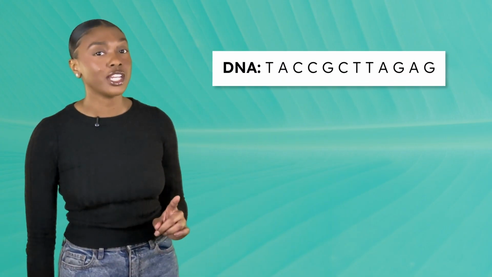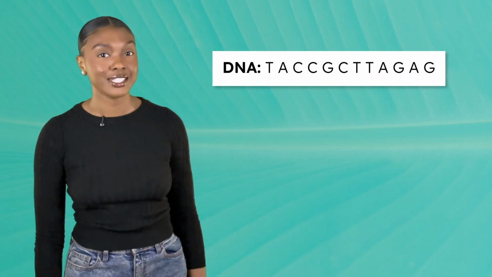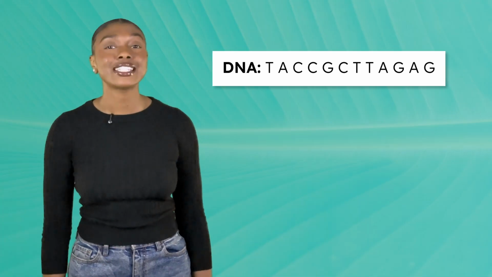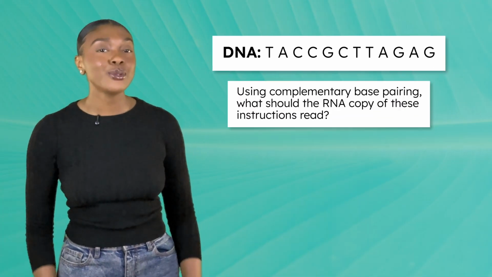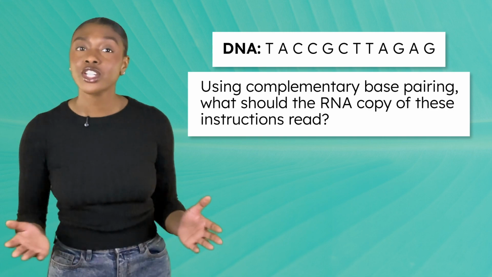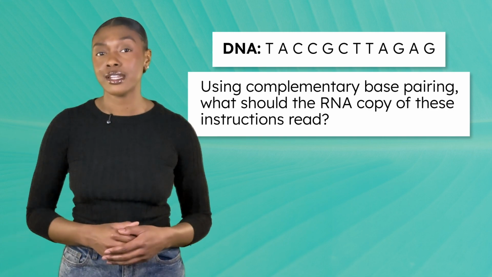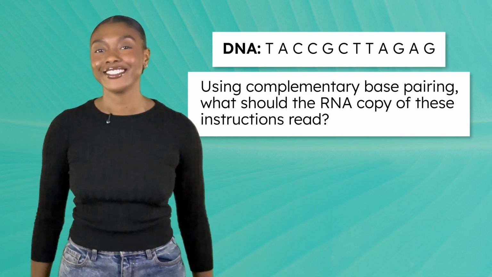Let's try it out. Say that DNA instructions for a gene contain the following nitrogen bases: TAC, CGC, TTA, GAG. Using complementary base pairing, what should the RNA copy of these instructions read? Pause the video here to try it out.